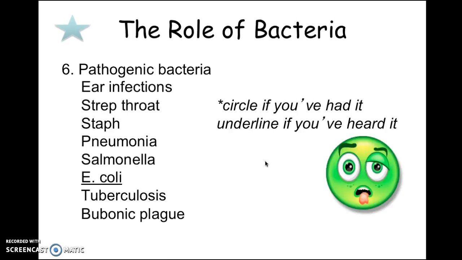And of course, there are the pathogenic or the infectious bacteria that cause diseases. So path, remember, means disease. Pathogenic is disease causing. So maybe you've heard of or had a few of these, anything from an ear infection, strep throat, staph, pneumonia, salmonella, E. coli, tuberculosis, or the bubonic plague. So take a moment to write those down.